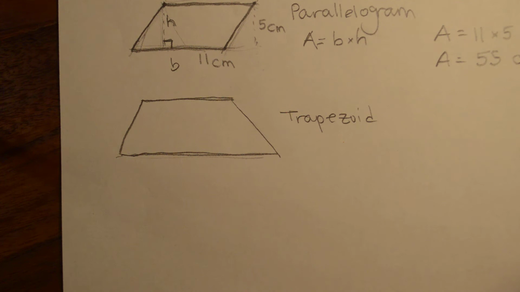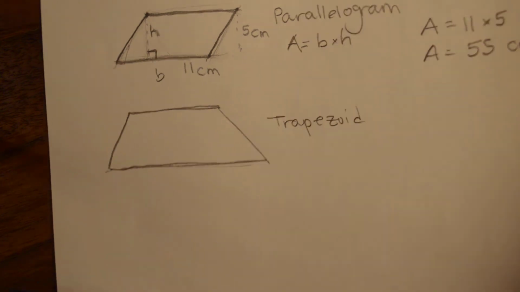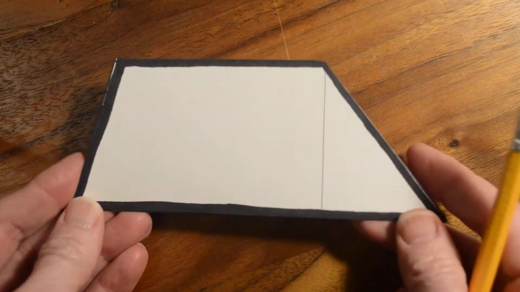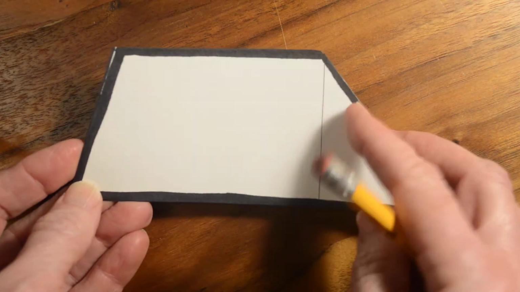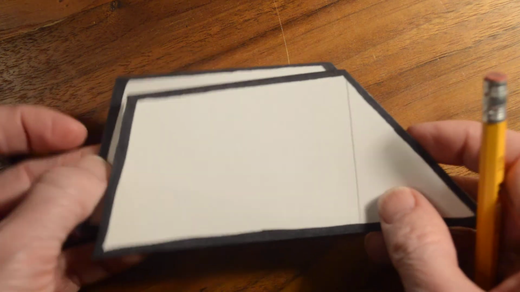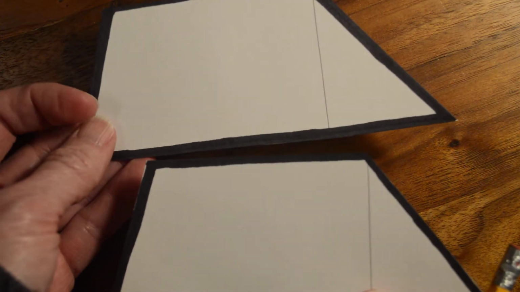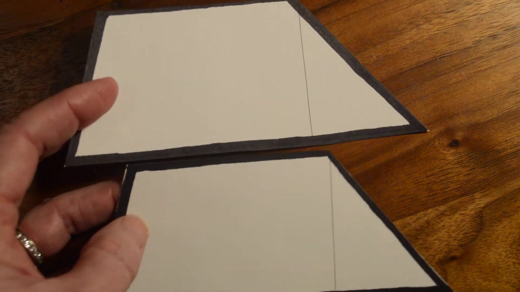So I just made 2 parallelograms, and hopefully this is going to work. I did practice it ahead of time. So let me just get these under here. I made a trapezoid, and then I made a second identical one. So I want to use these because I want you to see where this formula comes from.